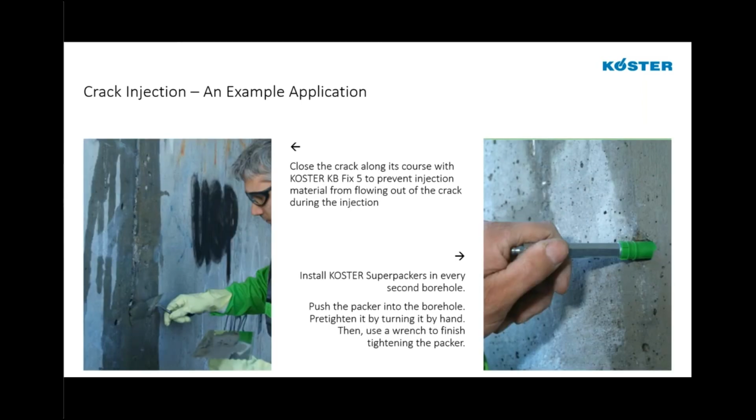The crack is closed along its surface with a mortar like KOSTER KB Fix 5, for example, to prevent injection material from flowing out of the crack during injection. This is where the two different schools of thought come in, where sometimes we surface seal these cracks, especially when they're wide, to prevent the flow of injection material out and to create that high density foam inside the crack.